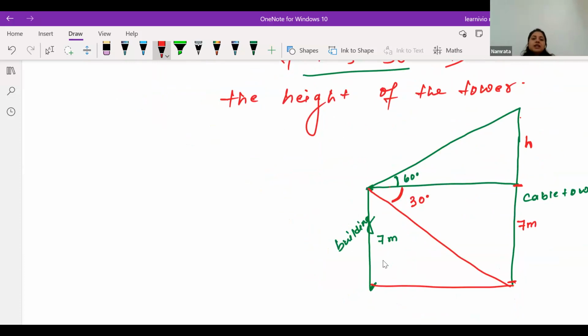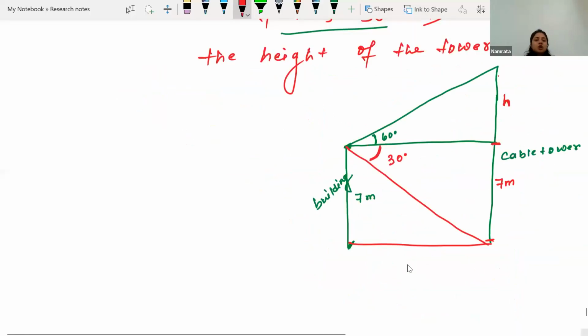Okay, so any idea what to do over here? Please let me know. The figure we have plotted. The main thing in this chapter is to plot the figure. If the figure is given, well and good. If the figure is not given, then carefully you have to plot the figure. Okay, I have drawn the figure. Now tell me which trigonometric ratio will help us find the value of h from here.